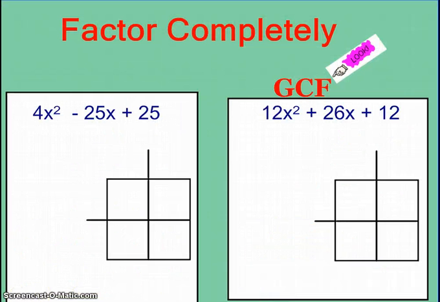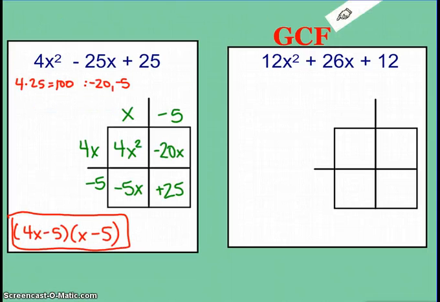Alright, I want you to try the first problem on the left and then unpause when you're ready to check your answer. Alright, so if we take a look at the answer, 4x minus 5 times x minus 5, you may also have written it x minus 5 times 4x minus 5. That's okay. The commutative property of multiplication says we are allowed to do that. Now remember, you might have made the mistake of forgetting to put the negatives here and here. The reason is when I have a positive c but a negative b, both of the factors must have a negative inside of it.